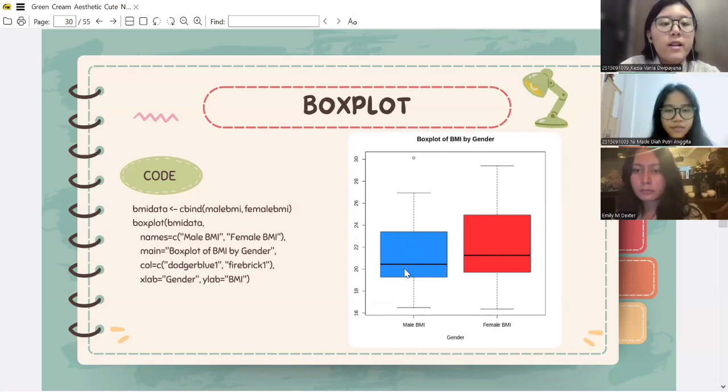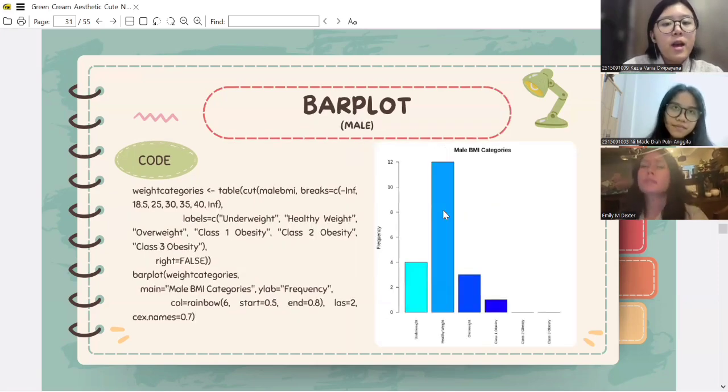Meanwhile, the male BMI distribution is more compact with less variation. Both males and females have similar minimum BMI values, which is around 16 to 17. The maximum BMI is higher for females, extending to close to 29 to 30, while males reach about 27. Now we will move on to the bar plot for males.